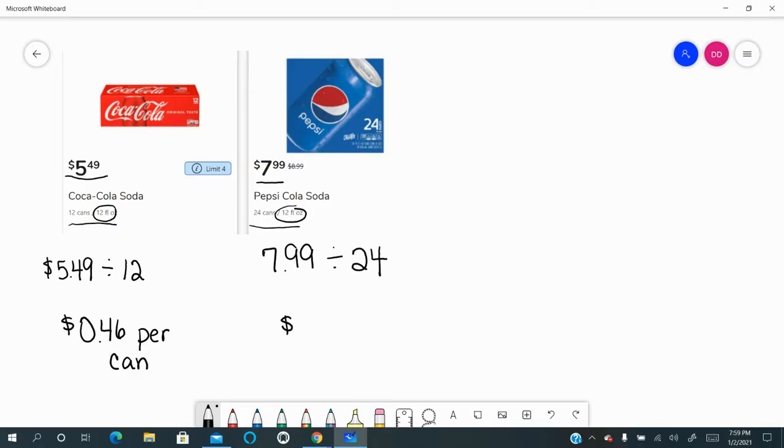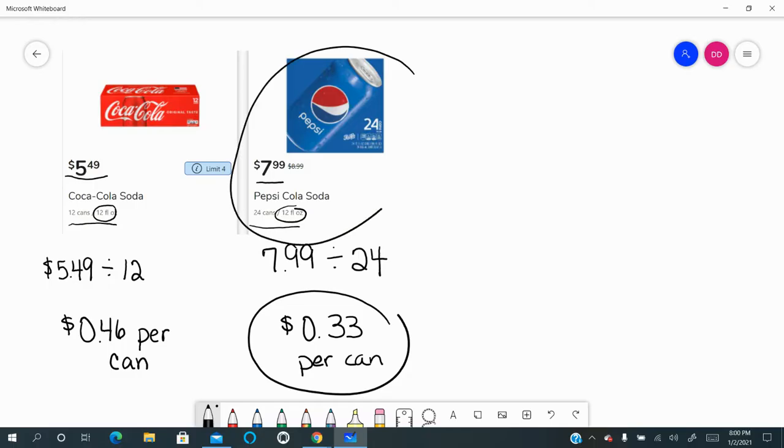And that looks like it's about 33 cents per can. So this one is much less. So I'm going to want to buy the Pepsi if I don't prefer one over the other. Pepsi is the better deal.